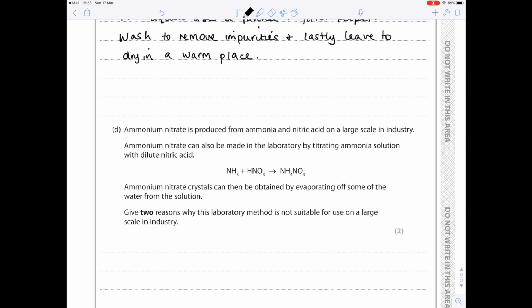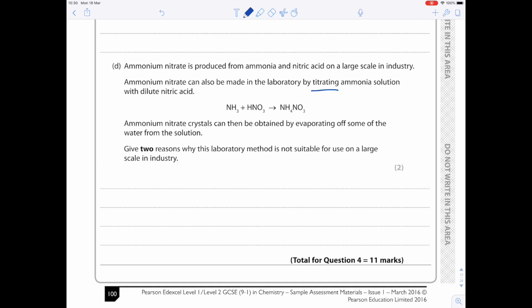D. Ammonium nitrate is produced from ammonia and nitric acid on a large scale in industry. Ammonium nitrate can also be made in the laboratory by titrating ammonia solution with dilute nitric acid. Ammonium nitrate crystals can then be obtained by evaporating off some of the water from the solution. Give 2 reasons why this laboratory method is not suitable for use on a large scale in industry. And actually, it's worth 2 marks. You need to make 2 separate points. And actually, the clues are hidden here in the question itself.